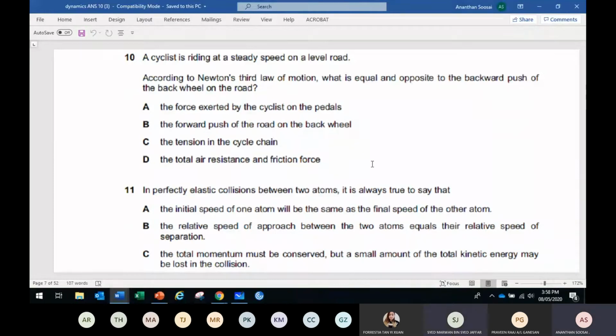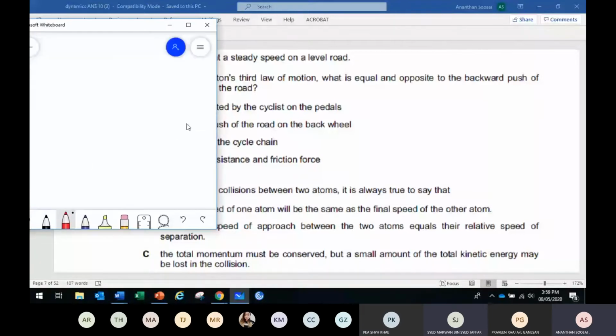Earth pulls you. Action. What is the reaction? Anyone give a try? You pull the Earth. That's the reaction. Earth pulls you, action. The reaction is you pull the Earth. So this sounds funny, but it's reality.